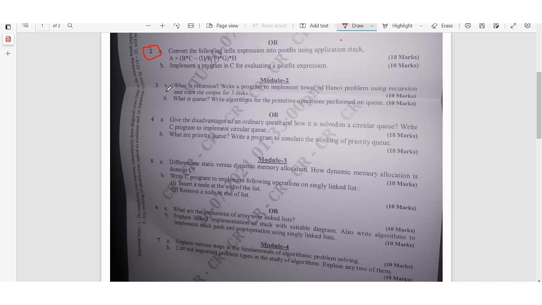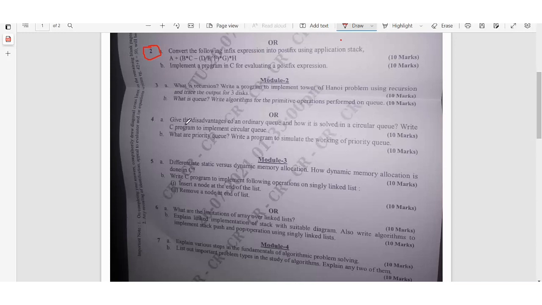Okay, module 2, it is 3A: what is recursion? Write a program to implement TOH, that is the Towers of Hanoi problem, using recursion and trace the output for 3 disks. They are asking for 3 disks, not for 4 disks or 5 disks. Okay, 3B: what is a queue? Write the algorithms for primitive operations performed on the queue.